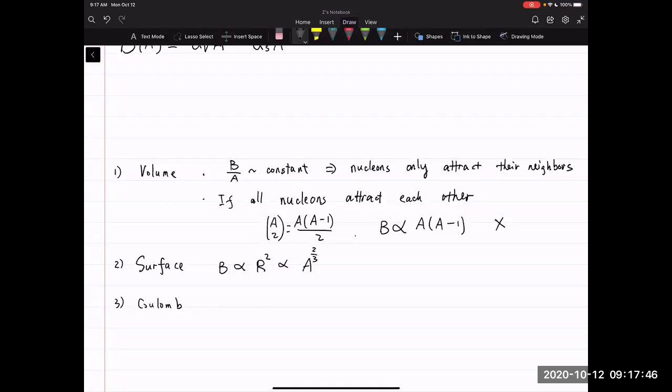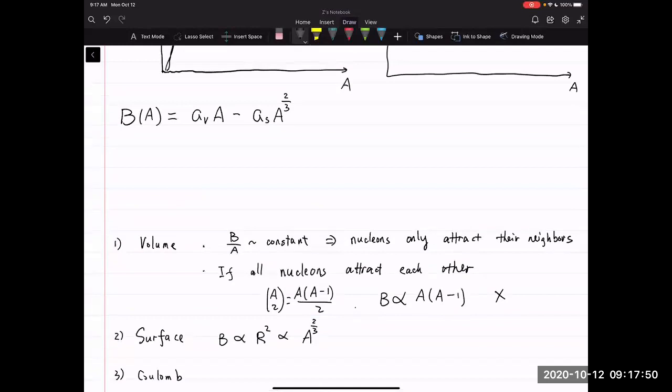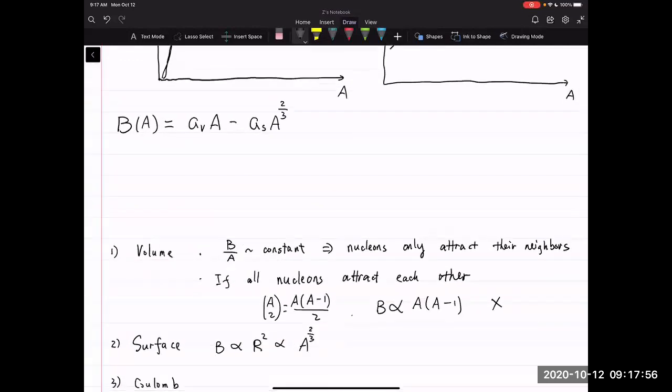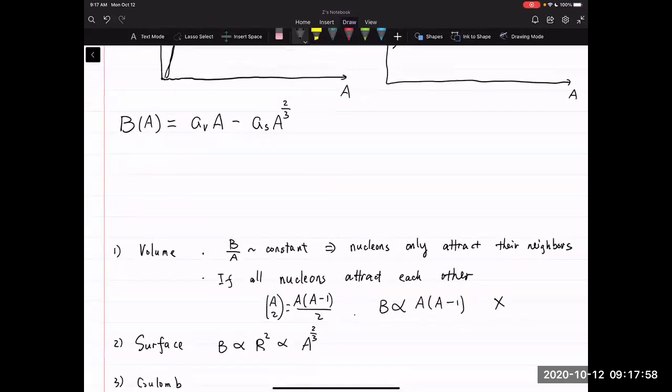Okay. So this Coulomb energy indeed is due to the Coulomb repulsions of the protons. So we have the third term. So we have to take that amount of energy away. The coefficient, we call this AC. It's a Coulomb interaction.